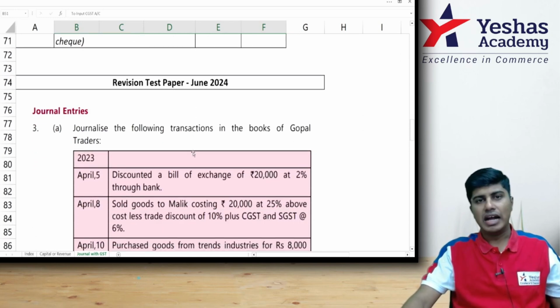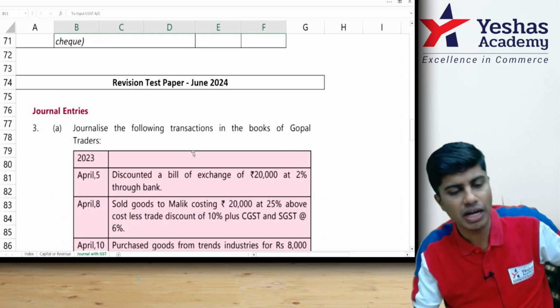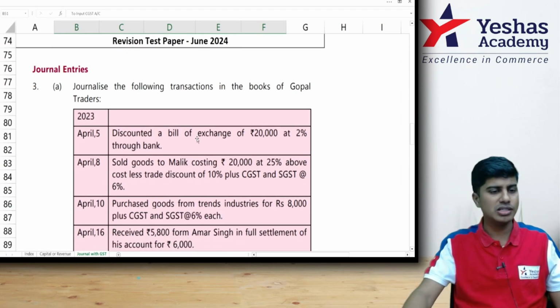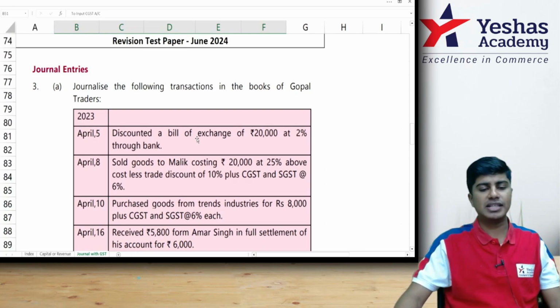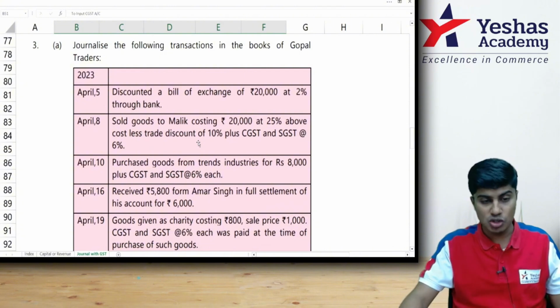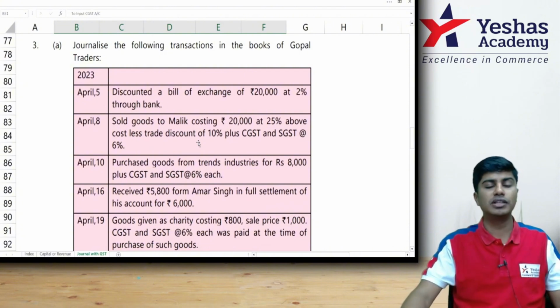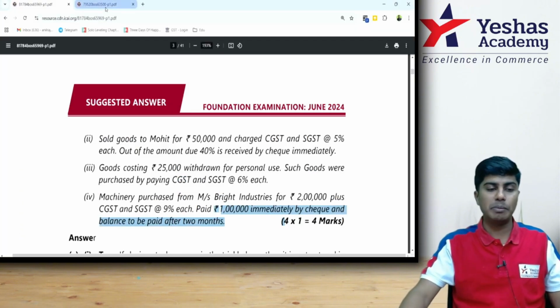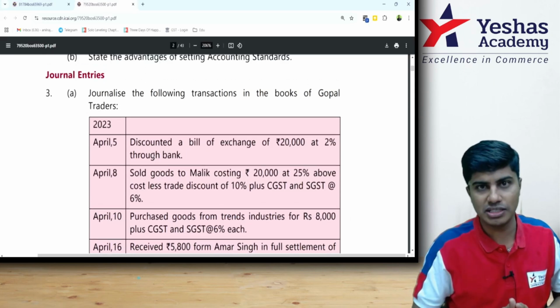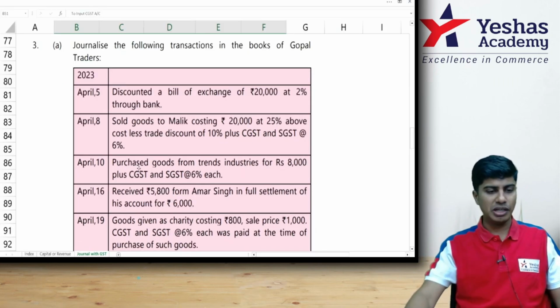Going further, I'll teach you another question which is from our RTP for June 2024 examination. Have a look at this. Journalize the following transactions in the books of Gopal Traders. Discounted a bill of exchange of rupees 20,000 at 2% through bank. So we have given a bill of exchange to the bank and the banker has deducted 2% discounting charges and paid us the balance of the money.